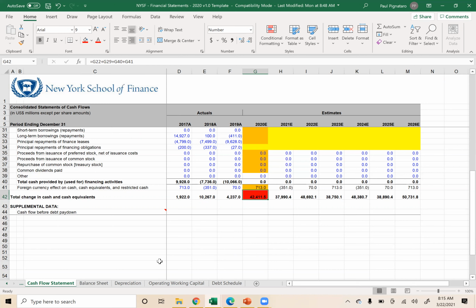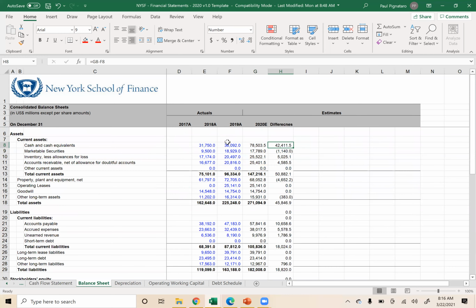Okay. Next, I want to make sure this is going the right way. So I've generated 42 billion in cash. So my cash balance should be going up, and it is. Done. This is correct. Next, marketable securities is going down by 1140. A reduction in an asset means an increase in cash. I should see a positive 1140 in marketable securities.